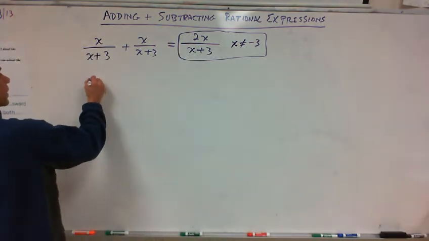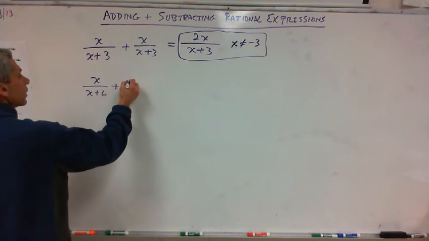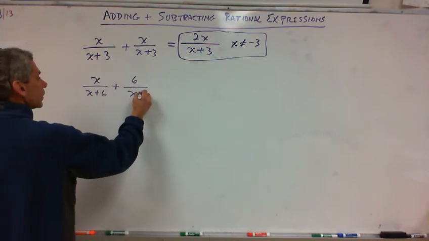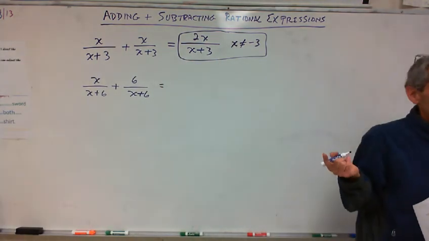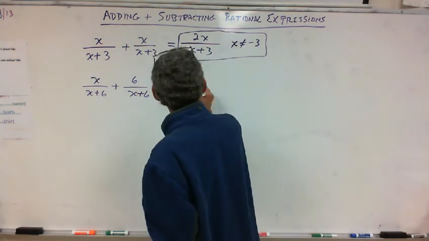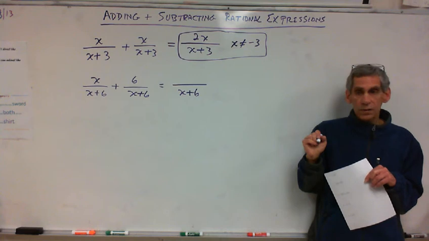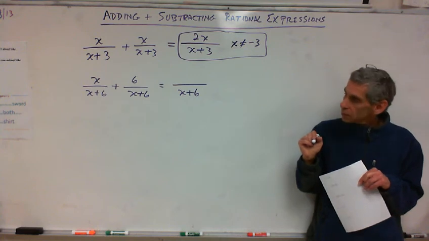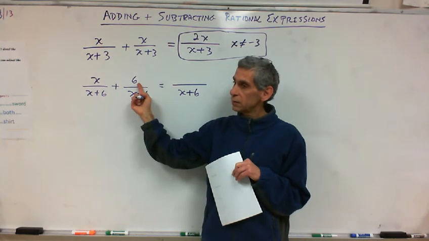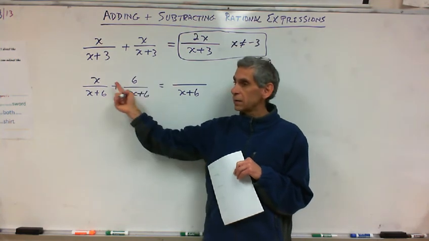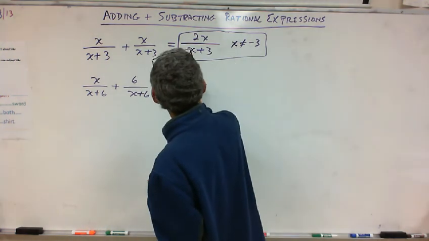How about x over x plus 6 plus 6 over x plus 6. All right. Again, we have common denominators already, right? So I can put that common denominator in my answer, x plus 6. Now what do I do to the numerator? Add it. Which is x plus 6. It's not 6x. It's x plus 6. See the difference? They're not the same thing. So you have to keep it like x plus 6.